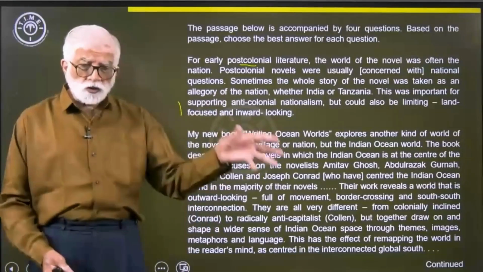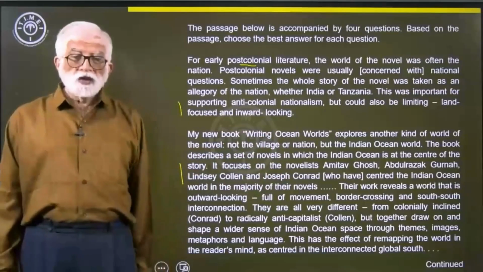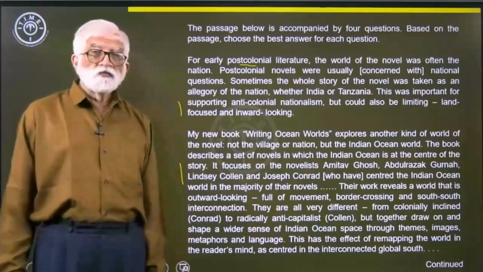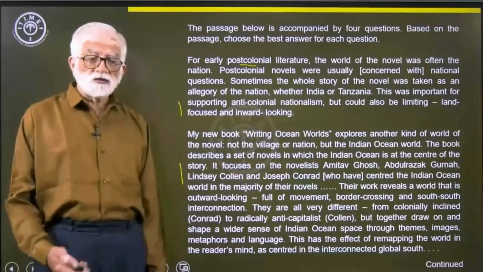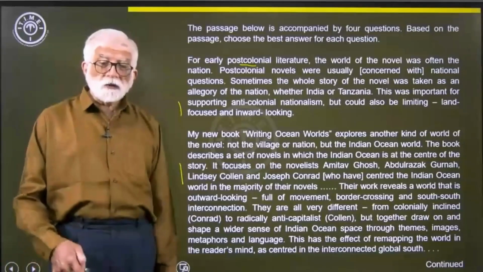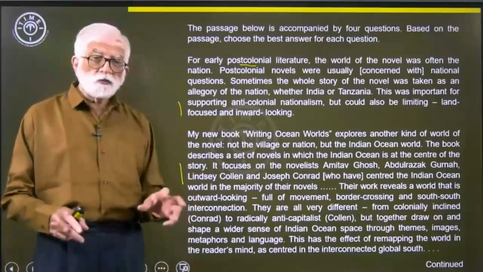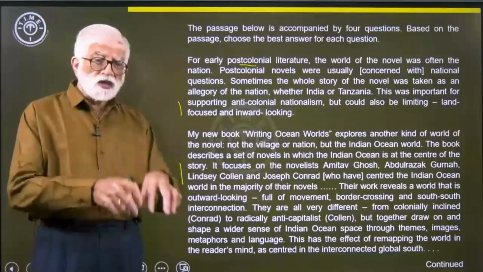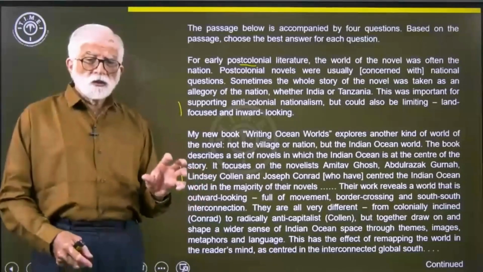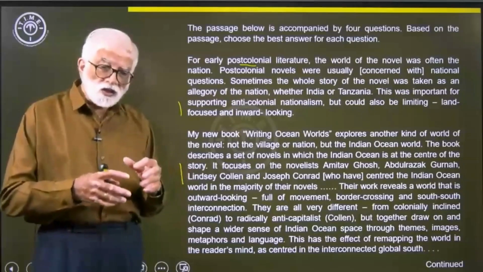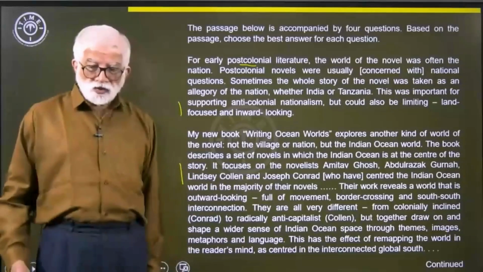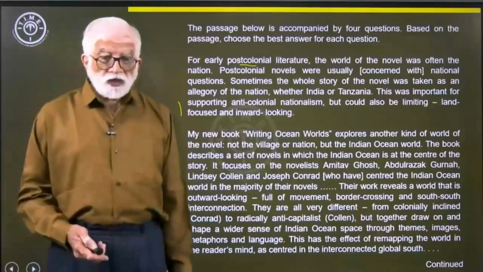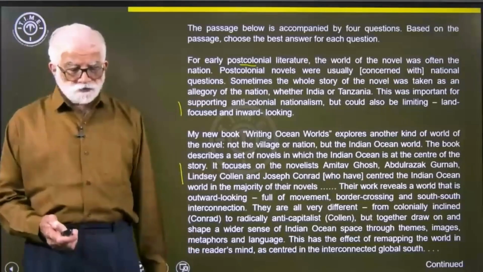You have those who supported colonialism and those who don't. But together, these people draw on and shape a wider sense of Indian Ocean space through themes, images, metaphors, and language. This has the effect of remapping the world in the reader's mind. So people who read these books get a much larger sense that it's not just my country, which is on the border of the Indian Ocean, or just any country, it is actually the interconnection between all these countries. This has the effect of remapping the world in the reader's mind as centered in the interconnected global south. Okay.